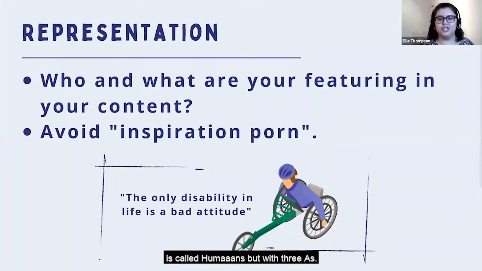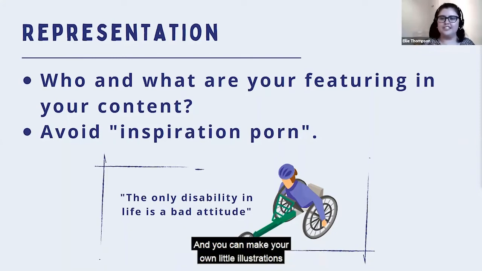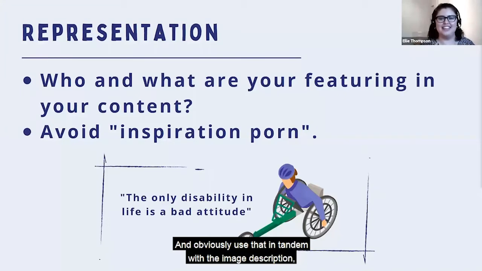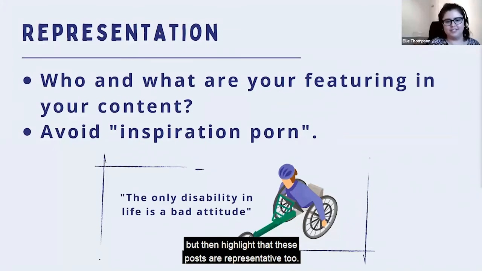Another really good example is called Humans, but with 3 A's, so humans, I guess it's pronounced. And that is an illustration program that you can download really easily. And you can make your own little illustrations that are really diverse in terms of whether they have mobility aids, whether they're wheelchair users, the colour of their skin, their gender, just make it as diverse as possible. And that really, again, just makes sure that you're including everyone. And obviously use that in tandem with the image descriptions, but then highlight that these posts are representative too.